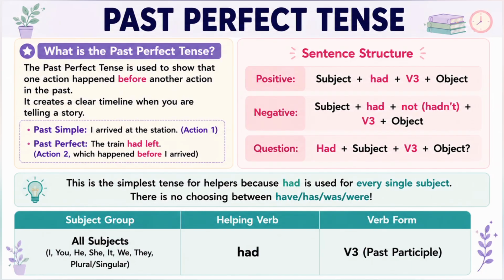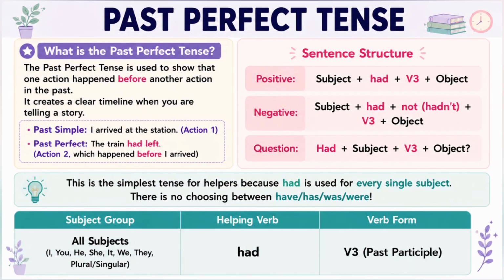Now let's learn the sentence structure. For positive sentences, the structure is subject plus had plus verb 3 plus object. For negative sentences, the structure is subject plus had plus not, or hadn't, plus verb 3 plus object. For questions, the structure is had plus subject plus verb 3 plus object. This is one of the easiest tenses because had is used for every single subject. There is no need to choose between have, has, was, or were.